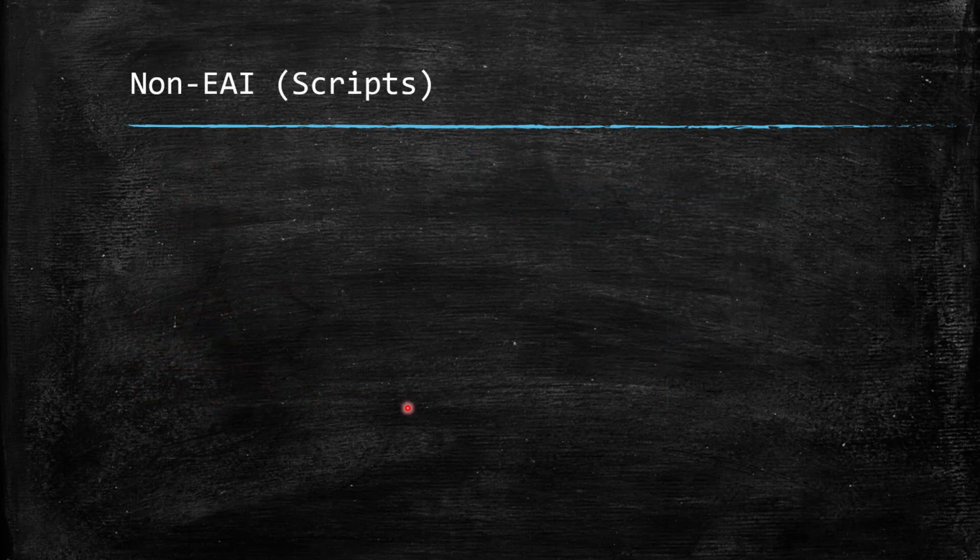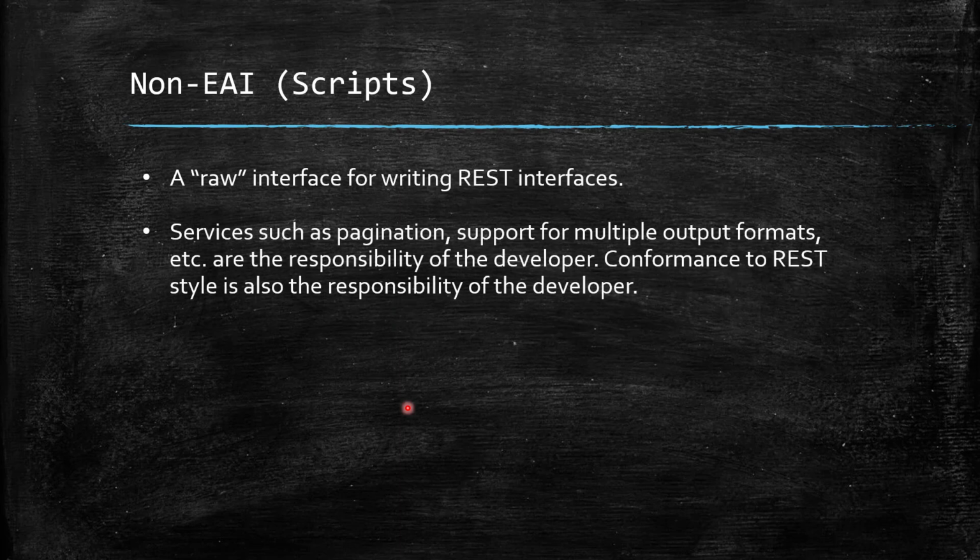Now what is the script based? Script based, as the name suggests, is the raw interface for writing REST interfaces. So you will have more control over here. You can create your own code for pagination, for multiple output formats or role based access. Everything you have to code on your own over here. That means you have more freedom to work with, right?